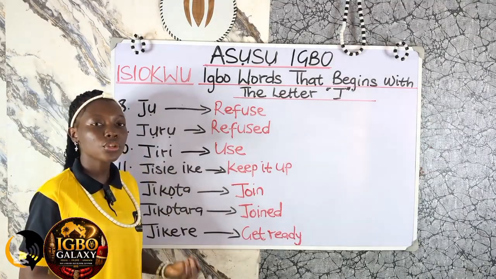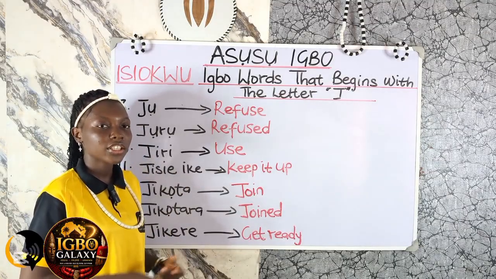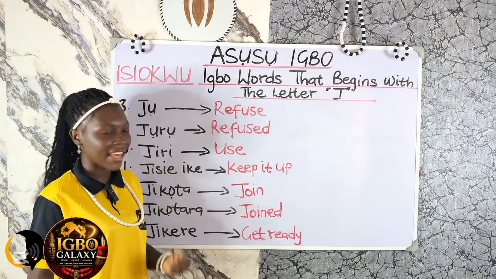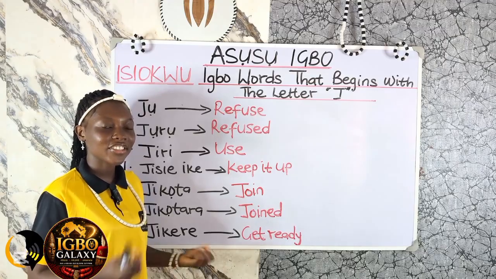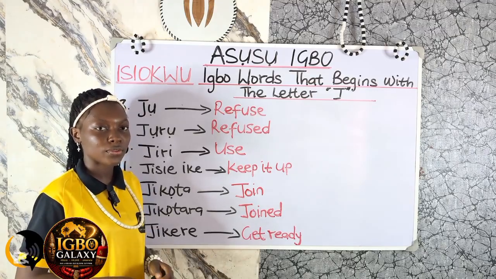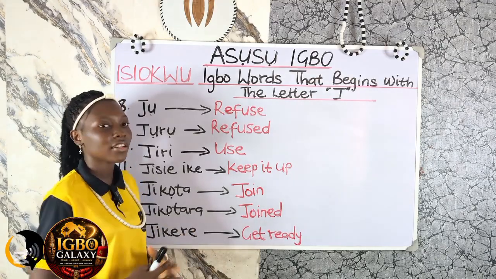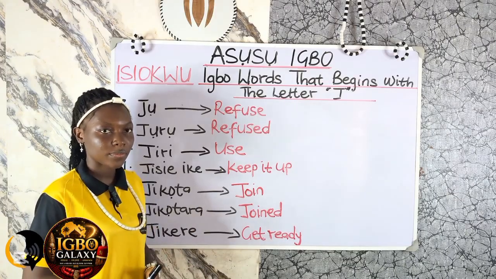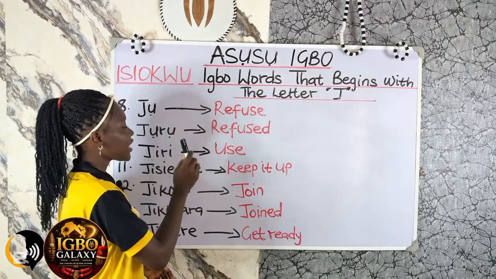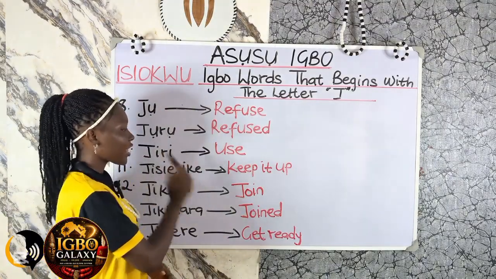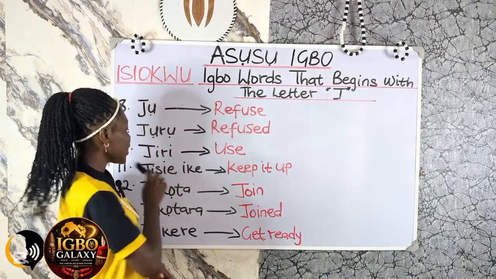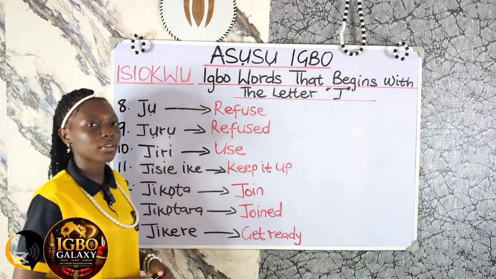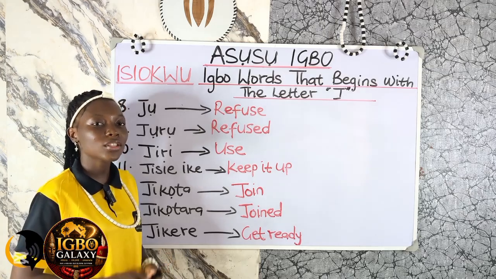Jiri, to use. Jiri ihe m na-akụziri gị ugbu a mee ihe. Jiri ya sie nri. Make use of it while cooking. Jisie ike, keep it up.